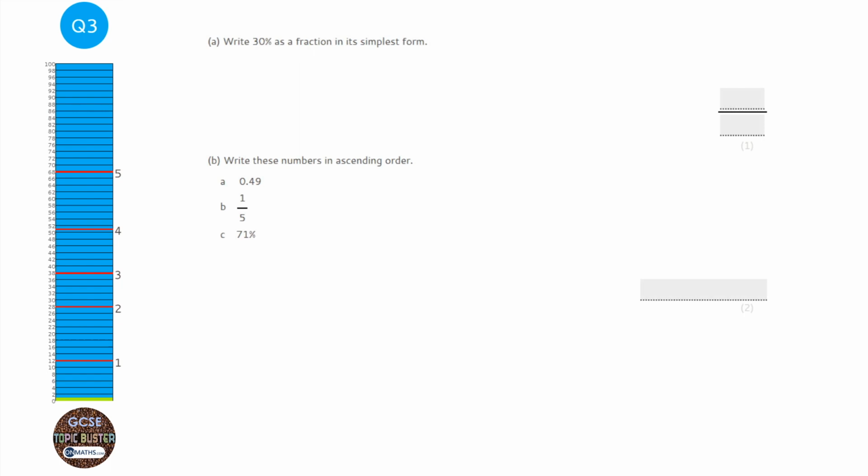So to convert a percentage into a fraction, you just need to remember that percent means per 100. So that percentage sign there just means per 100. So it's 30 per 100 or 30 over 100. Then we need to simplify that. So we're going to divide top and bottom by 10 and we get 3 over 10. So the simplest version is 3 over 10.